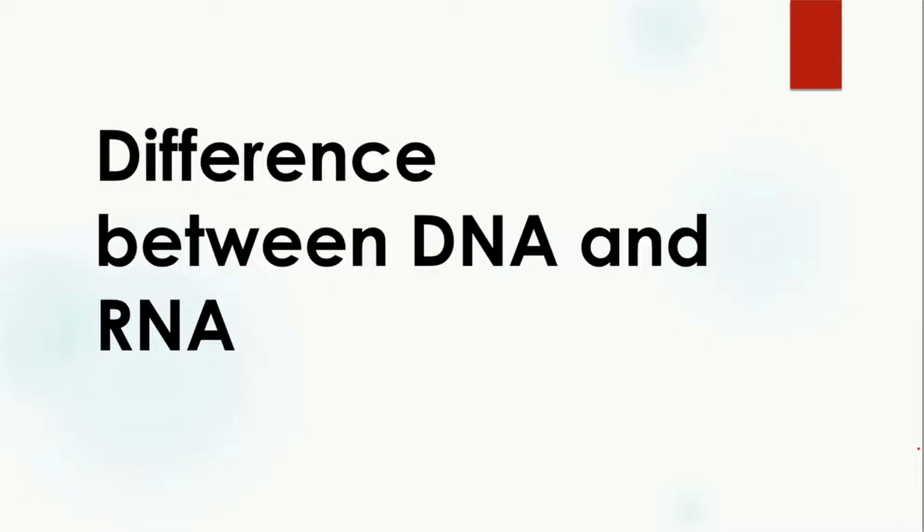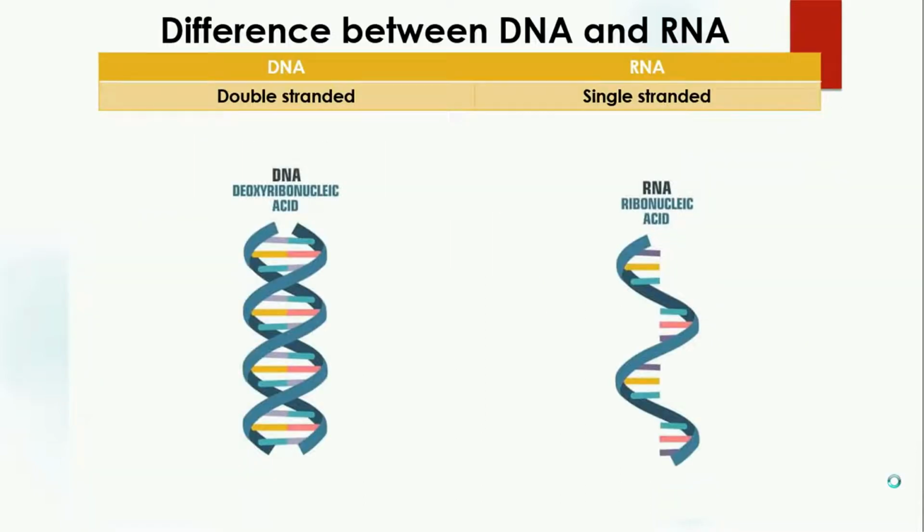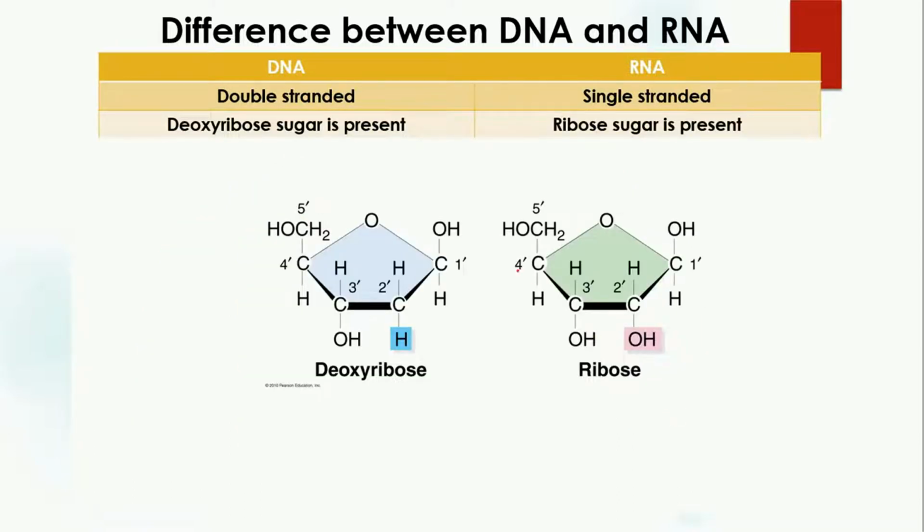Learners, today we are going to study the difference between DNA and RNA. The first difference is that DNA is a double-stranded molecule while RNA is single-stranded. Double-stranded means that it has two strands, like this, one strand and second strand, while in case of RNA just one strand is present.